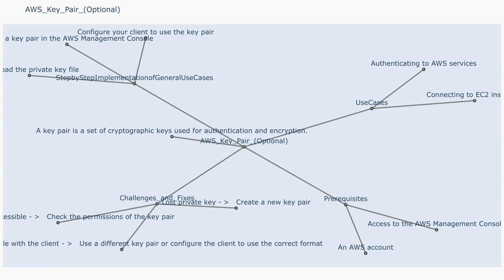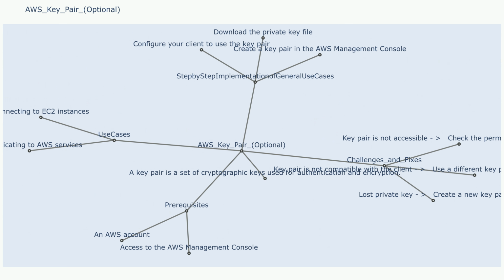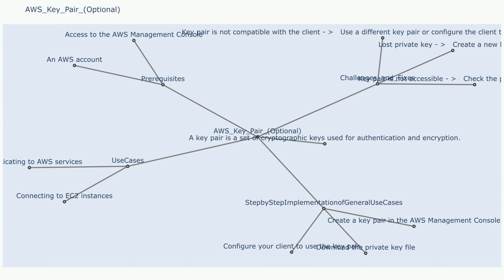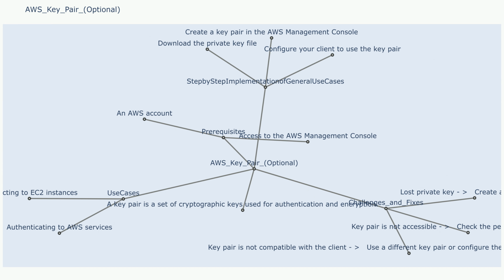Use cases: connecting to EC2 instances. When you launch an EC2 instance, you can specify a key pair. This allows you to connect to the instance using SSH or other secure protocols. Authenticating to AWS services. You can use a key pair to authenticate to other AWS services, such as S3 and CloudFront.